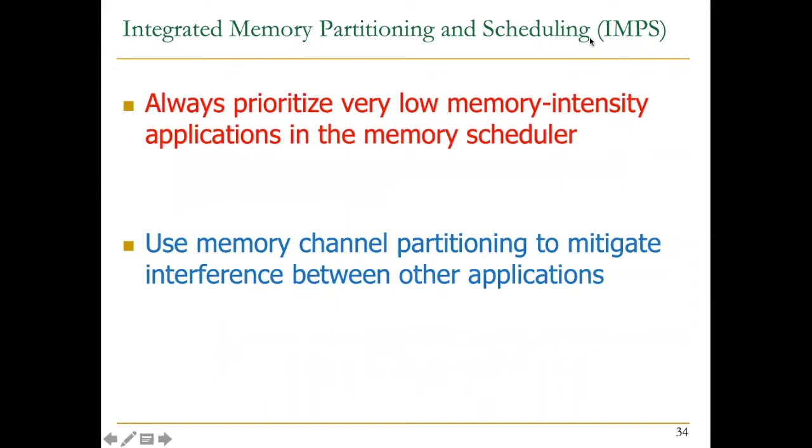Okay, so the next idea after all of these observations is very simple. Integrated memory partitioning and scheduling. It always prioritizes some very low memory intensity applications in the memory scheduler. And of course, this is based on a threshold of memory intensity clearly. And then for all other applications, it uses memory channel partitioning. So the idea is hopefully simple. The low memory intensity applications can send their requests to any channel. They're not partitioned, but they're prioritized in the memory scheduler. Whereas all other applications that are not deemed very low memory intensity need to be partitioned using the partitioning algorithm that we discussed, memory channel partitioning. So I think this is a reasonable solution.